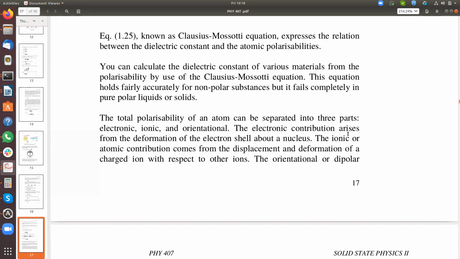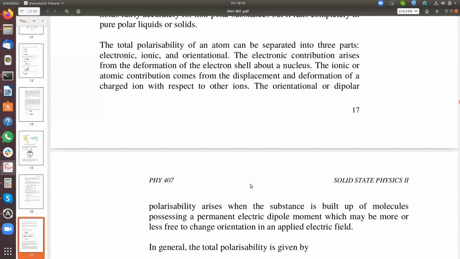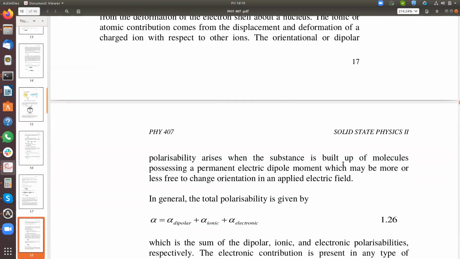So the electronic contribution arises from the deformation of the electron shell about a nucleus. The ionic or atomic contribution comes from displacement and deformation of a charged ion with respect to other ions. That is, when you displace the atoms and deform the ions, automatically you should be able to have the ionic contribution. The orientational or dipolar polarizability arises when the substance is built up of molecules possessing a permanent electric dipole moment, which may be more or less free to change orientation in an applied electric field.